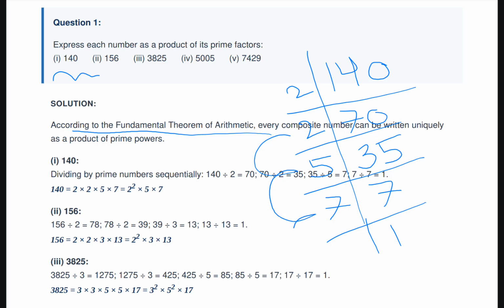Okay, so how will you write these factors? You will write them in this way: 2 into 2 into 5 into 7, and you can write 2 into 2 as 2 raised to the power 2, into 5 into 7. So the prime factors are 2 raised to the power 2 into 5 into 7. These are the prime factors of 140.